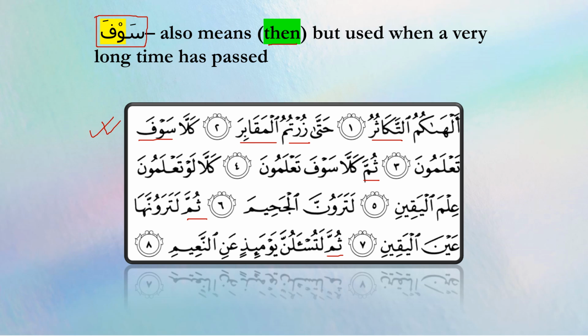Kalla sawfa ta'lamun. Sawfa has been used to tell you that a longer time period has passed, and then you will come to know. All these people, ta'lamun is used for plurals, and then you all will know. Thumma kalla sawfa ta'lamun means and then you all will know.